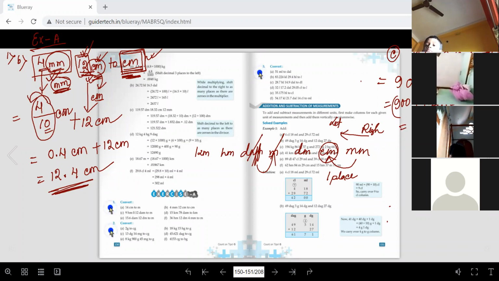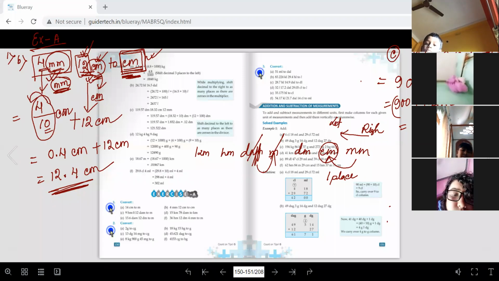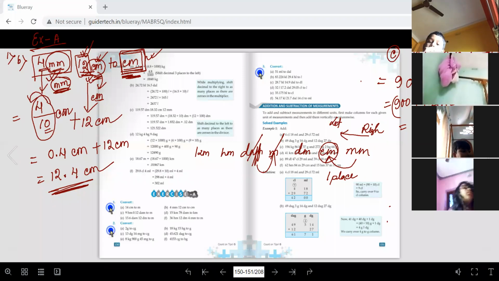Now, it will be 901.2 meter. Is it clear to everybody? Yes, ma'am.